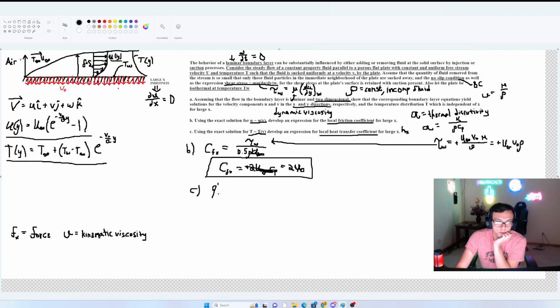So Q prime of X is equal to H of X times T sub W minus T sub infinity, which equals minus K dT over dY at y equals 0.